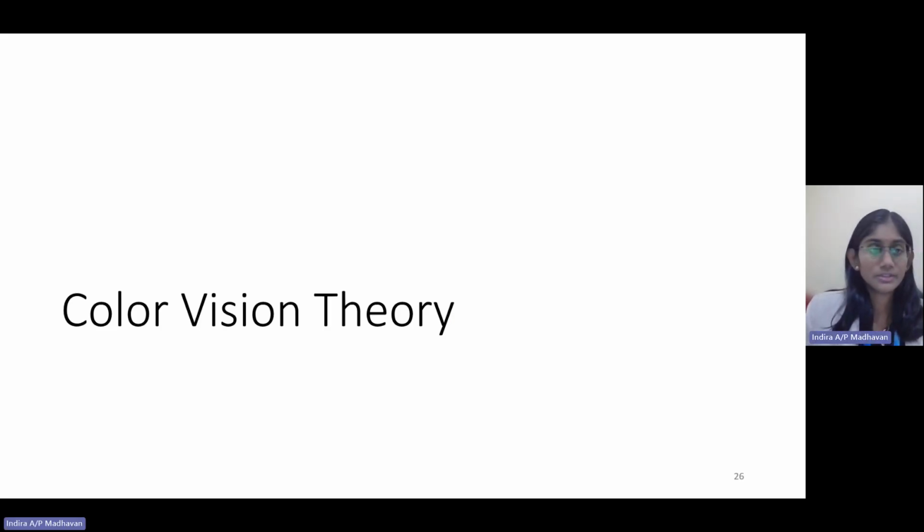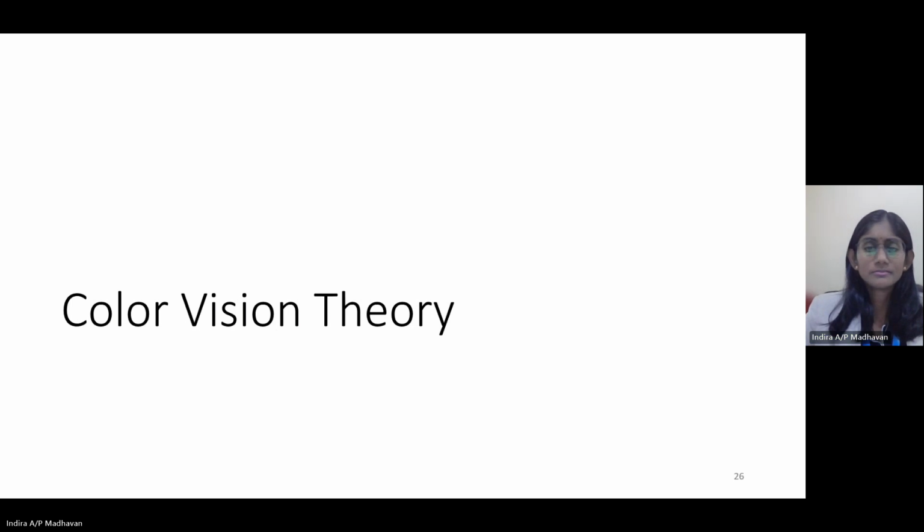Okay, now we're going to look at color vision theory. We already looked at how color is perceived by human beings, what structures are involved in color vision perception, and also the properties of colors. Okay, now we want to move on to color vision theory.